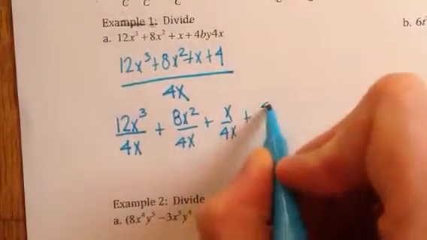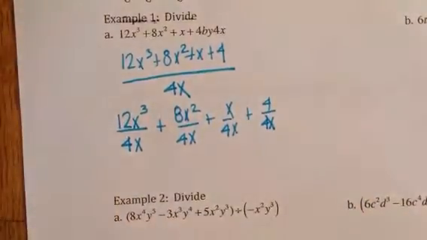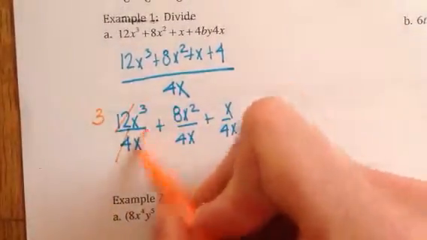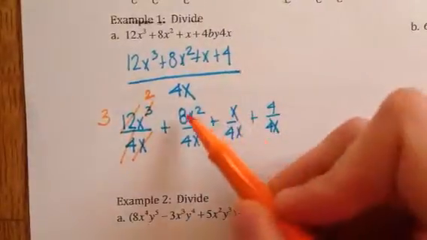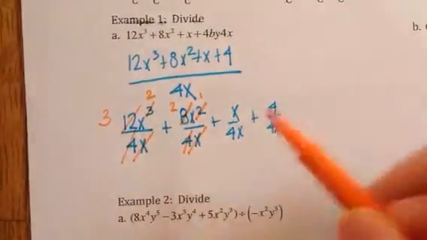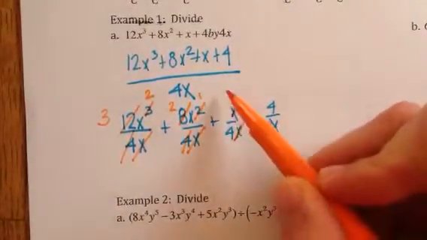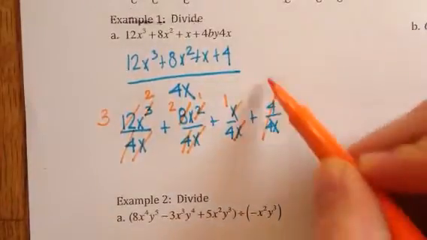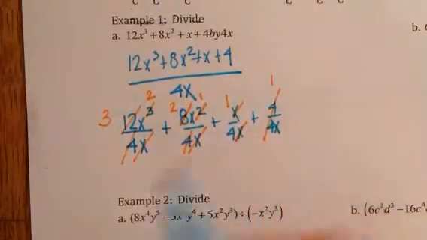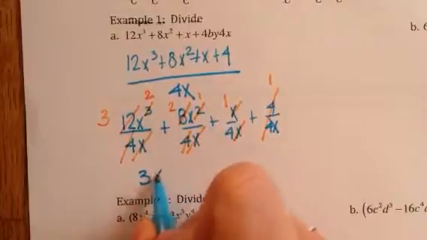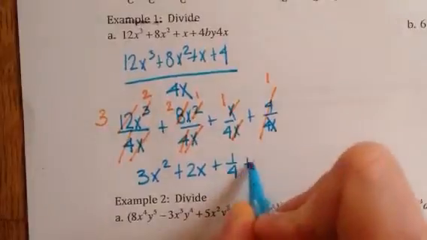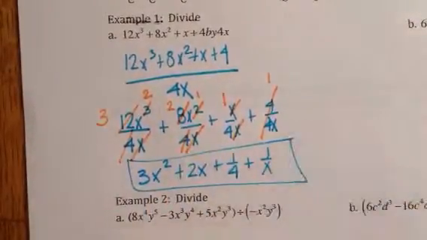Next, we are going to simplify each of our terms. 12 divided by 4 is 3. One of these x's can cancel out with one of those x's. 8 divided by 4 is 2. One of these x's can cancel out with one of those x's. These x's can cancel out, leaving us with a 1 in our numerator. And these 4's can cancel out, leaving us with 1 in our numerator. So our quotient, what remains after we cancel out, is 3x squared plus 2x plus 1/4 plus 1 over x. Okay?